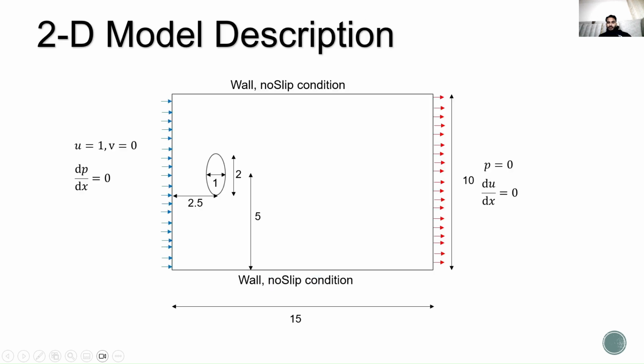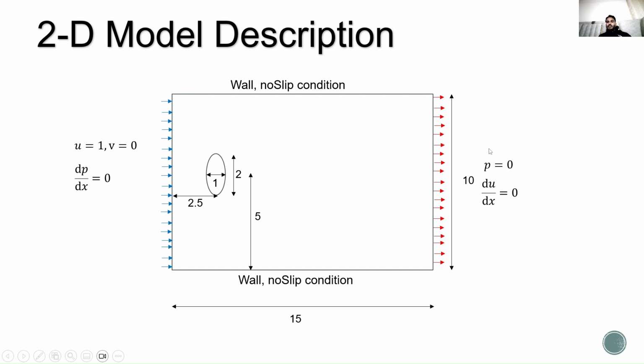For the 2D model description, this blue one here is the inlet section, and the red one is the outlet section. At the walls, the boundary condition considered is the no slip condition, at both top and bottom. And for the inlet section, for the x velocity, u will be equal to 1 meter per second, or any unit per second. v is in the direction of y velocity, which is considered here as 0. And as this boundary condition is Dirichlet, the Neumann condition for the pressure will be there at the inlet.